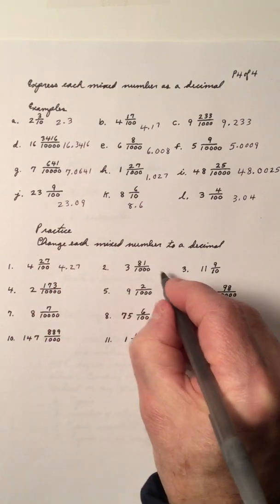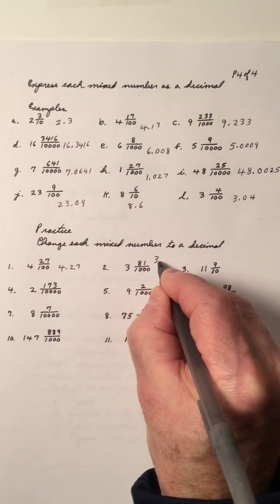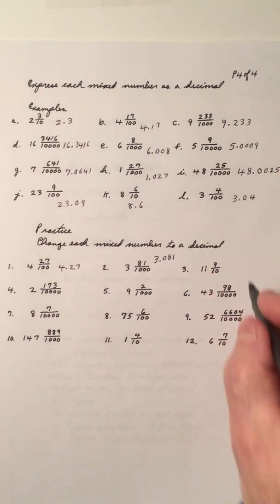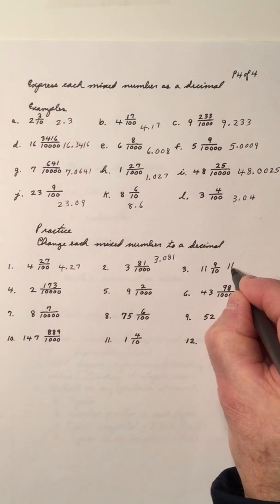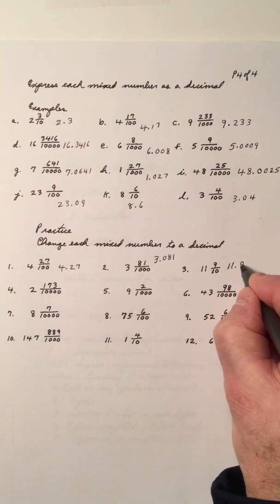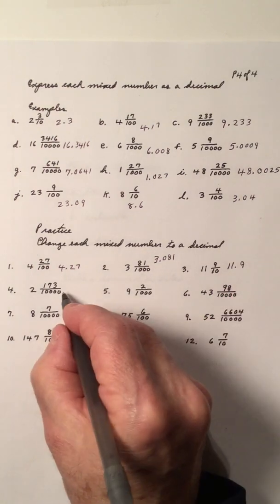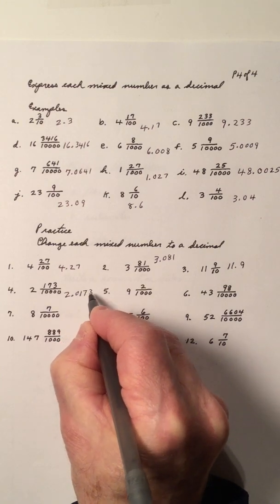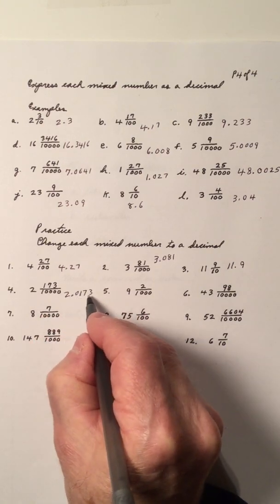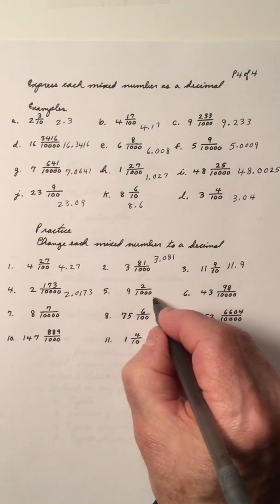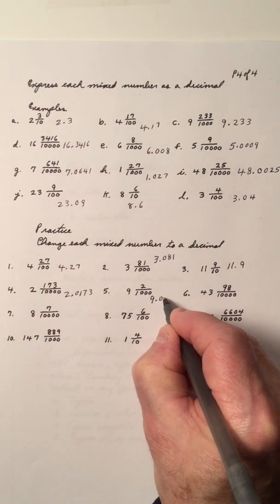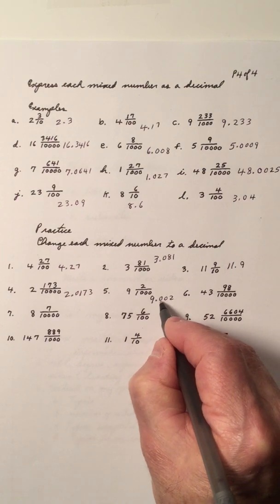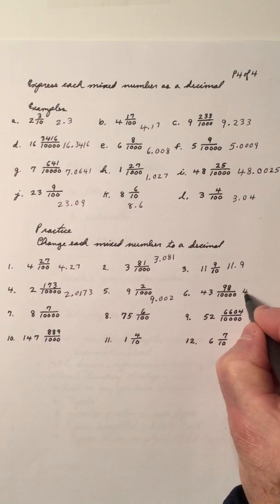4.27. The 7 is in the hundredths place. 3.081. The 1 is in the thousandths place, third place after the decimal. 11.9, tenths, first place after the decimal. 2.0173. Ten-thousandths is the fourth place, so the 3 is in the fourth place. 9.002. The 2 is in the thousandths place, which is the third place after the decimal.